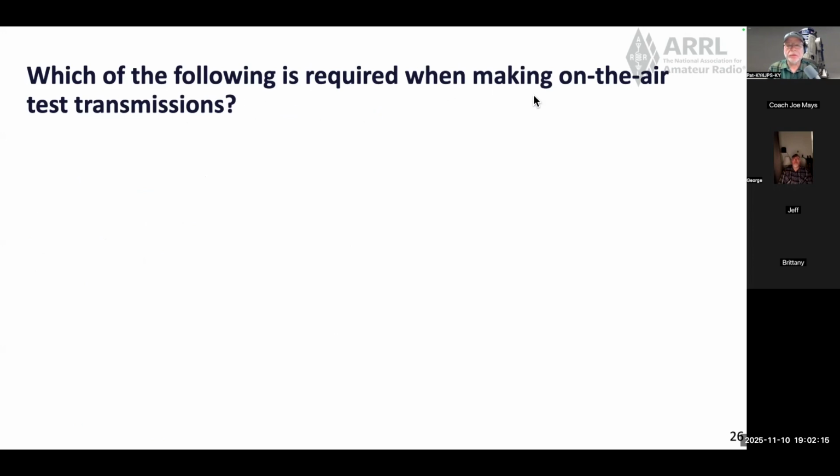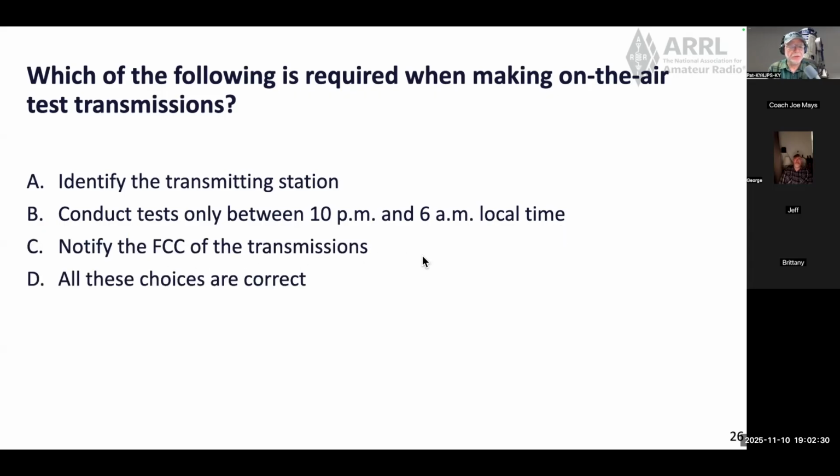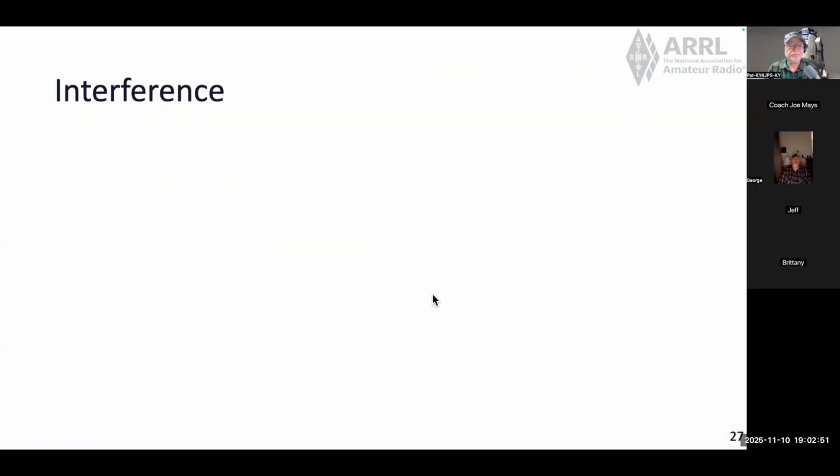Which of the following is required when making an on-air test transmission? Identify the transmitting station. Conduct tests only between 10 and 6 a.m. local time. Notify the FCC of transmissions. Or D, all these choices are correct. Well, we didn't talk about this at all, so we can scratch that one. So we know D's not going to be correct. And notify the FCC of transmissions, that's not correct. So the only answer we have left is A, identifying the transmitting station.